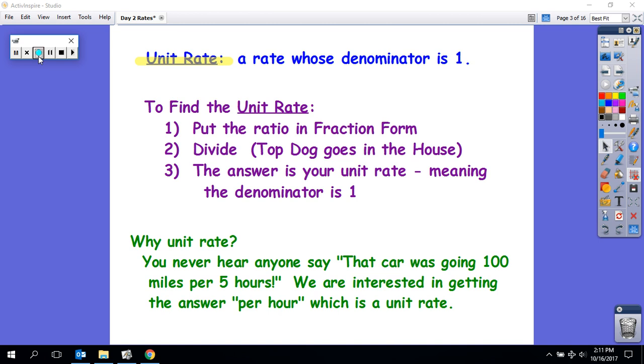To find the unit rate, you put the ratio in fraction form and simply divide. The top dog goes in the house. The answer is your unit rate, meaning the denominator is now 1. Why unit rate? Well, you never hear anyone say that car was going 100 miles per 5 hours. We're interested in getting the answer down to per hour, per 1 hour, which is a unit rate.